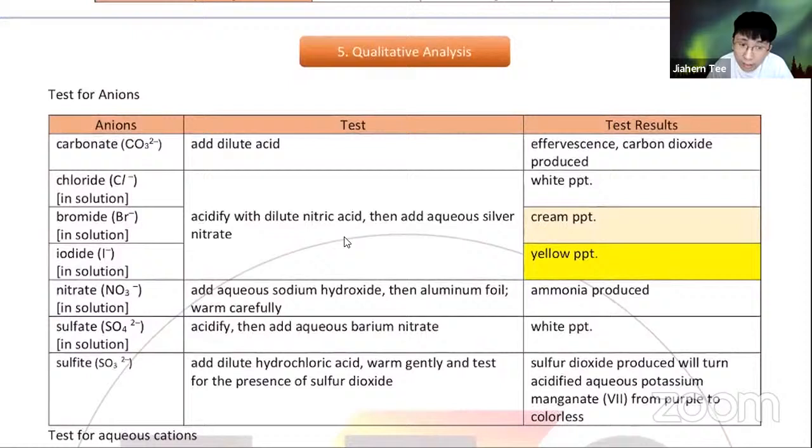Add acid first, and then add aqueous silver nitrate. So silver will make all three of them become a precipitate, but white, cream, and yellow. So here are the three different results. Make sure you get it and memorize it.